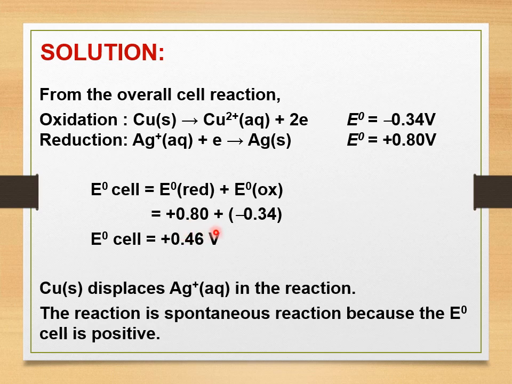Therefore, here I put E naught ox because it is reversed. It's not 0.34 anymore. It's negative 0.34. Add in negative 0.34. And then when you combine it with 0.8, which is higher here, the reduction potential is higher in argentum, in silver. So the answer is 0.46 volts. Now, you can answer the question. Copper solid displaces argentum ion or silver ion in the reaction. So, meaning that copper solid, will it become copper ion? Yes. Argentum ion, will it disappear? Yes. The reaction here is spontaneous because E naught cell is positive.